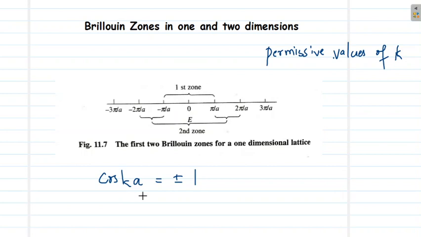So cos Ka equal to plus or minus 1 implies Ka equal to plus or minus n pi, which implies K equal to plus or minus n pi by a. At these values of K, we have discontinuities in energies, and these K values are not permitted for an electron moving within a crystal.